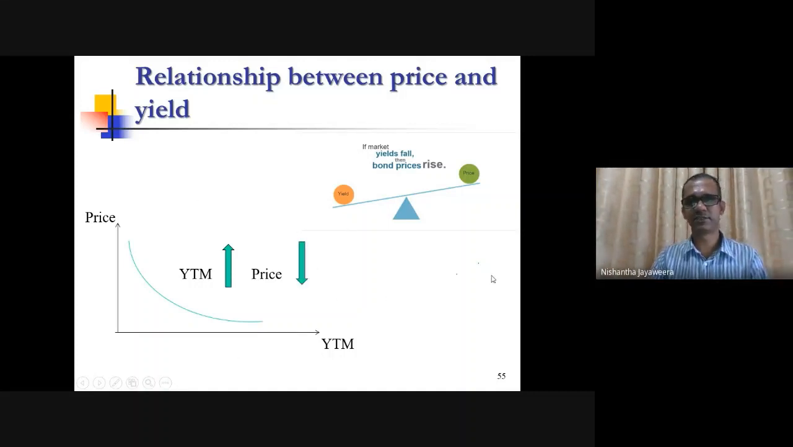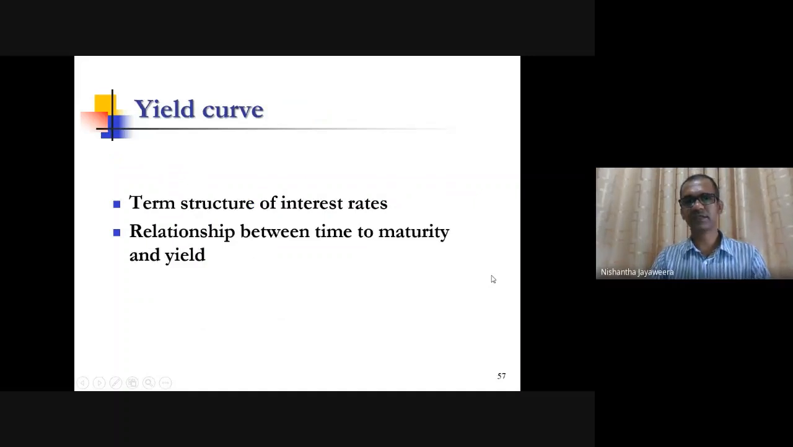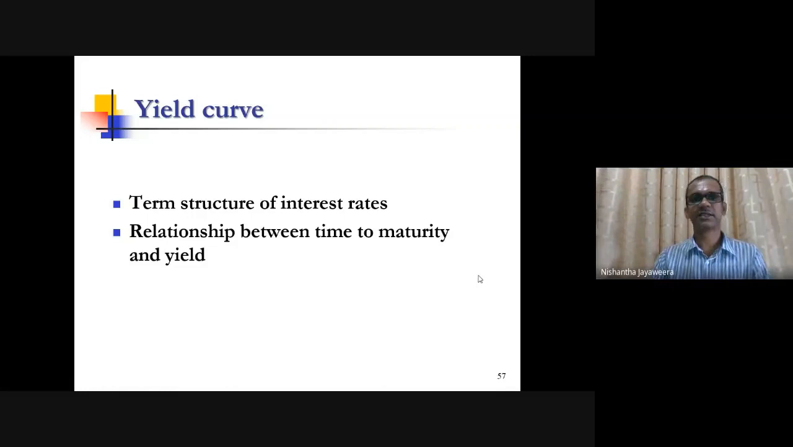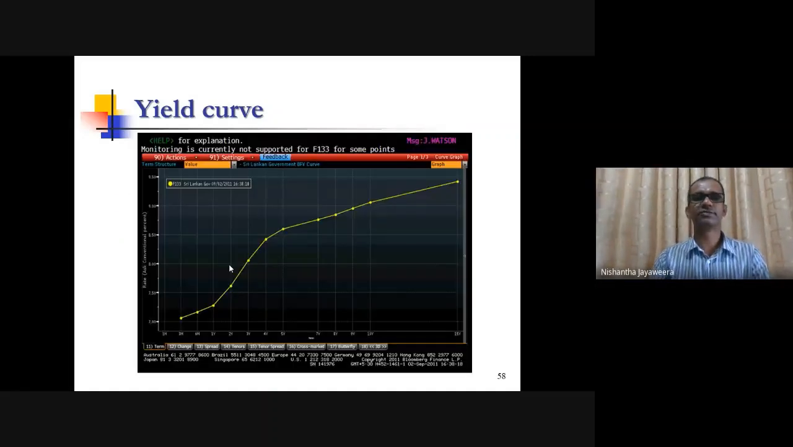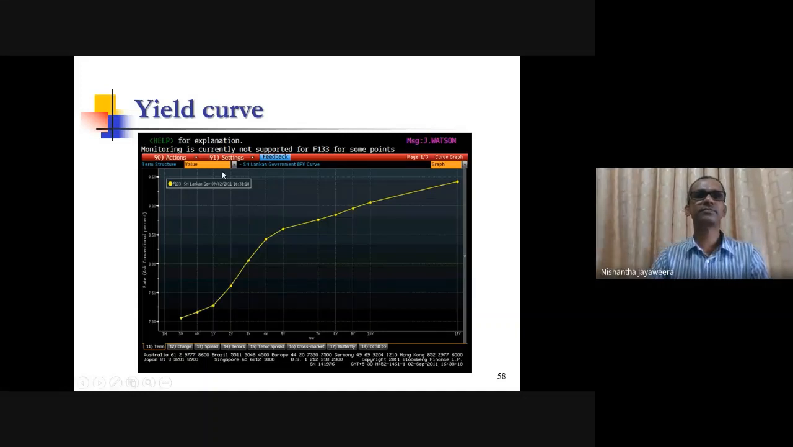What is the yield curve? It is also called the term structure of interest rates. It shows the relationship between time to maturity and yield. So if you have a 20-year time to maturity, what is the corresponding yield? For a 10-year maturity, what is the corresponding yield? For 3 months, what is the corresponding yield? So this is an example.